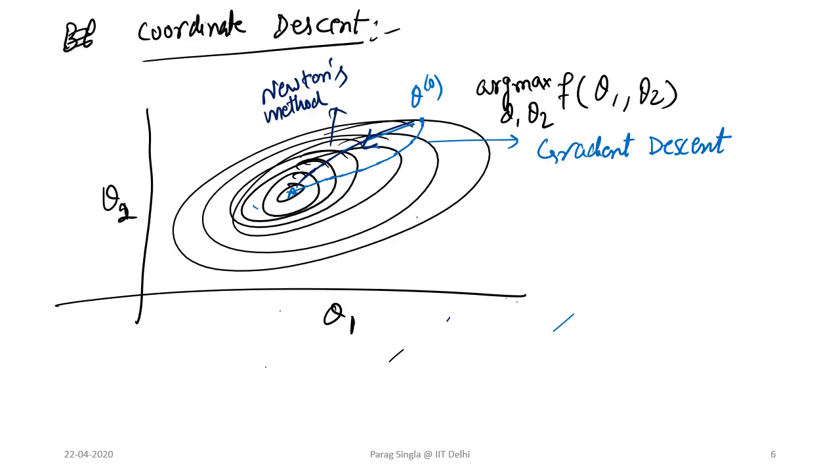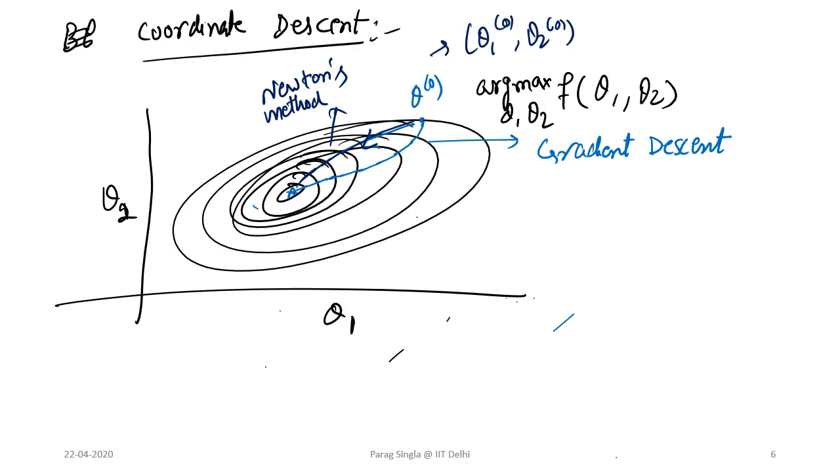Okay, but in coordinate descent, we take a slightly different approach, which says that instead of doing gradient descent or something like Newton's method, which is a second order method, we are going to optimize this function using each coordinate in turn. So you will start with your theta 0, which is essentially theta 1 0 and theta 2 0. So these are two coordinates of theta.